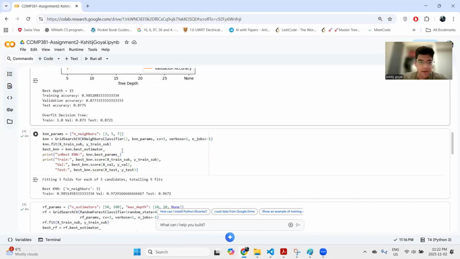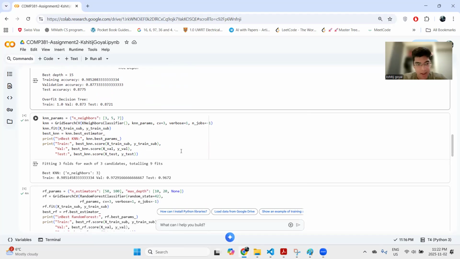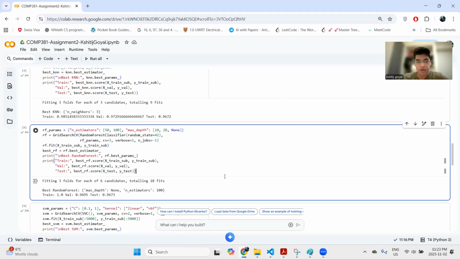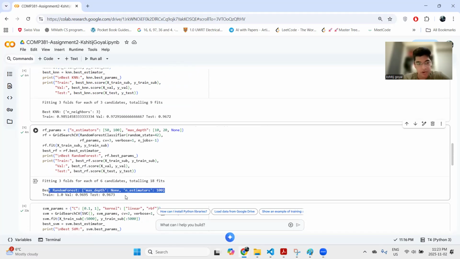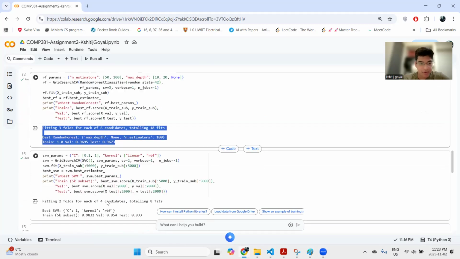We did the same for k nearest neighbors. I did grid search here using our validation set, and I found that the best KNN was with three neighbors, with a 98.5% train, 97.3% validation, and 97% test. I trained a random forest because this part required us to train three different models and compare. Again, same thing, cross validation. I found the best random forest, which is giving us this train, validation, and test accuracy.